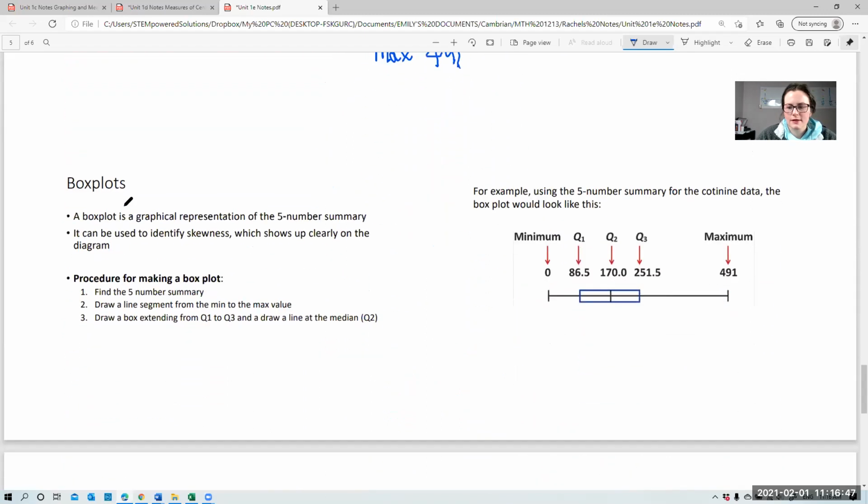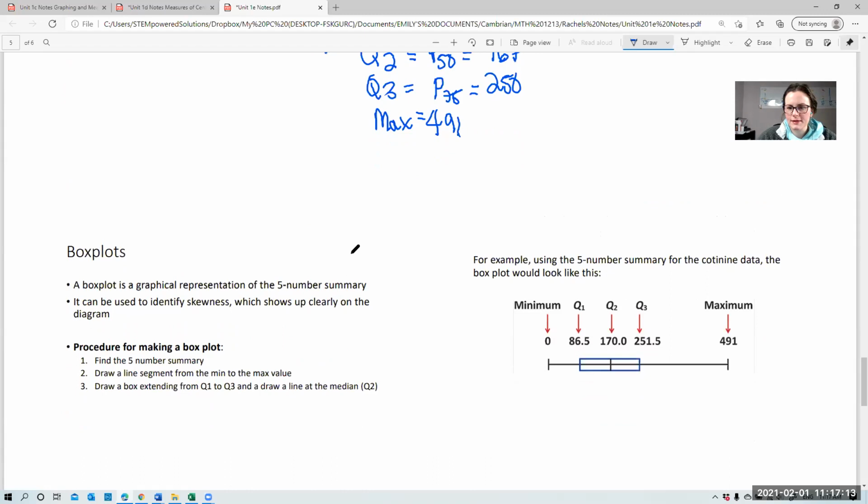All right, so let's go through box plots. A box plot is a graphical representation of the 5-number summary. It can be used to identify skewness, which shows up clearly on the diagram. Procedure for making a box plot diagram: find the 5-number summary, draw a line segment from the minimum value to the maximum value. Draw a box extending from Q1 to Q3 and draw a line at the median. For example, using the 5-number summary of the cotinine data, the box plot would look like this.